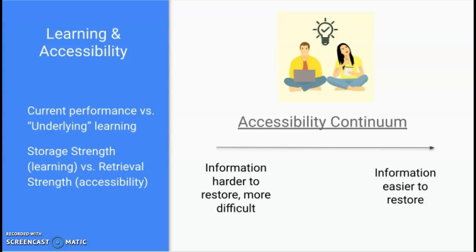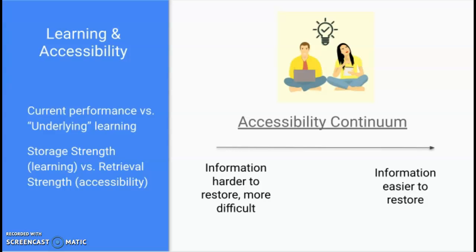The authors discuss that there are ultimately two dimensions of learning: your current performance and underlying learning. Your current performance can show what progress you've made, but it doesn't really tell us a lot. It doesn't tell us what learning is lasting. So it's quite fragile, actually.